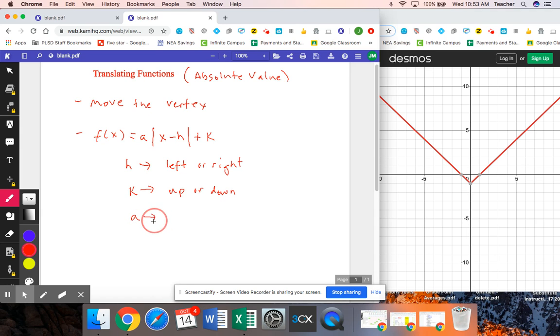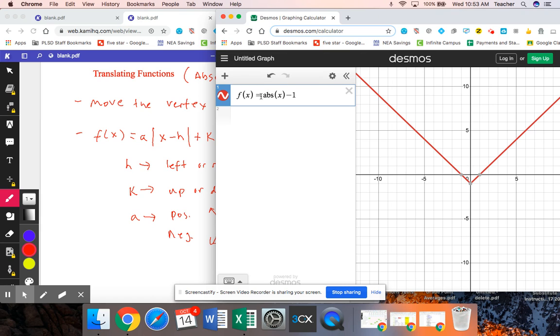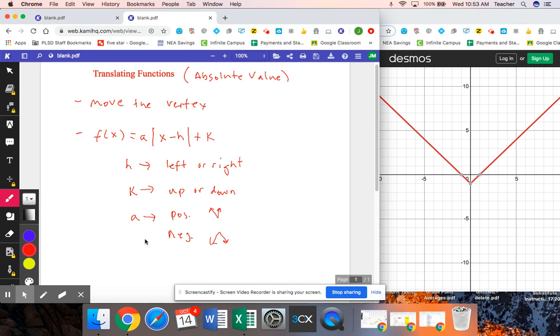If I put a number on the outside and it is a positive number, you're going to get a V that goes upwards. If that number out there is a negative number, you're going to get a V that goes downwards. And let's just take a quick look at that over here. Whatever it is, if I put a negative right there, it goes down. If it's positive, it goes up. Negative, it goes down. Positive, it goes up. I'm just showing you that by way of a function over here.